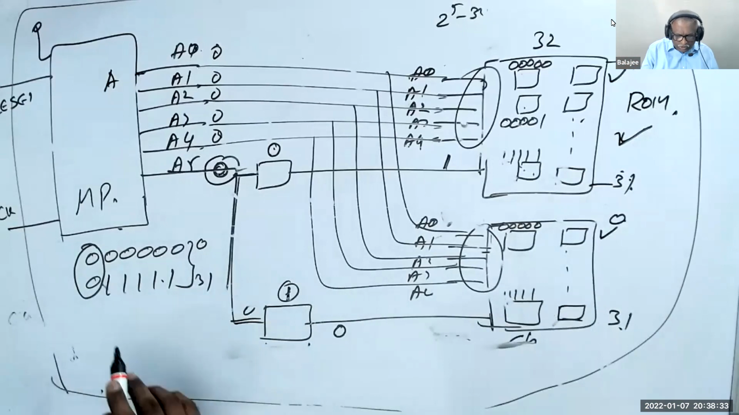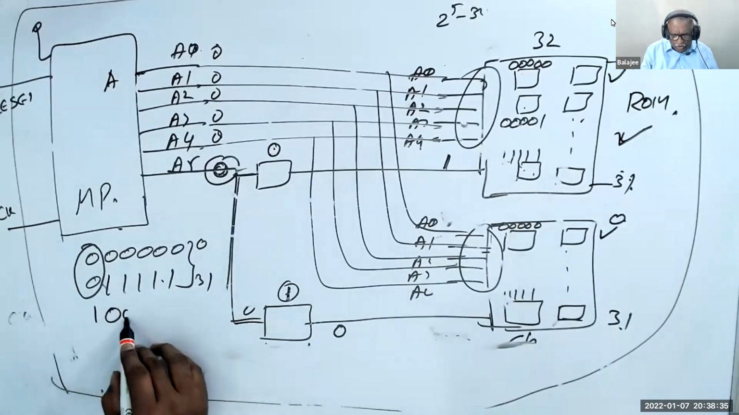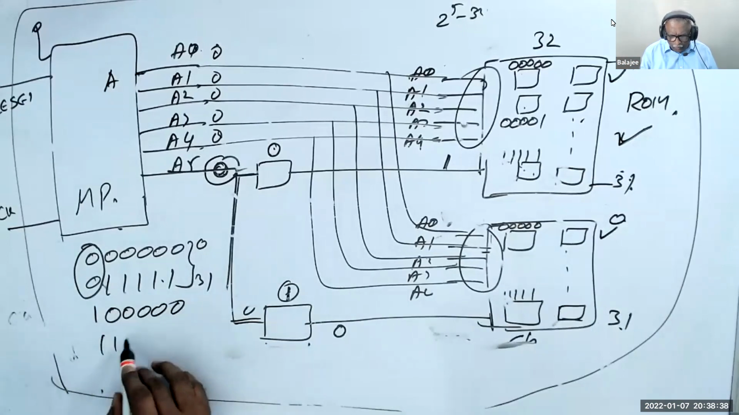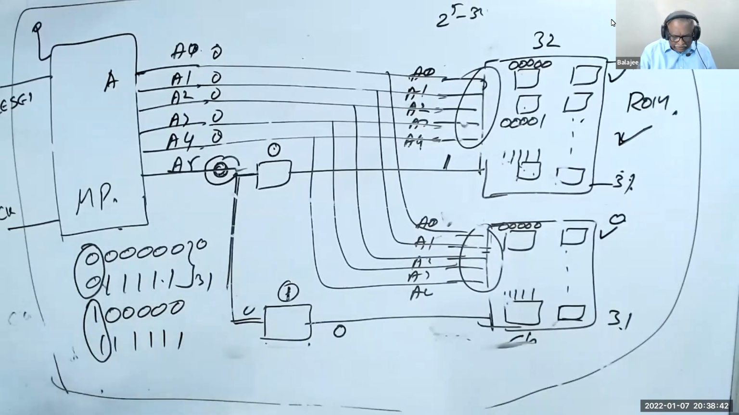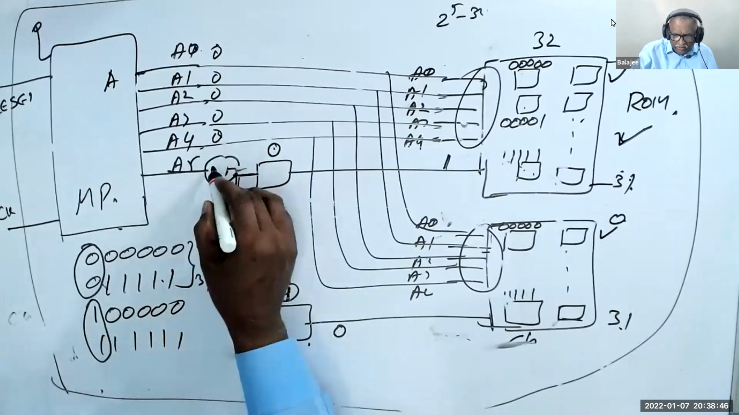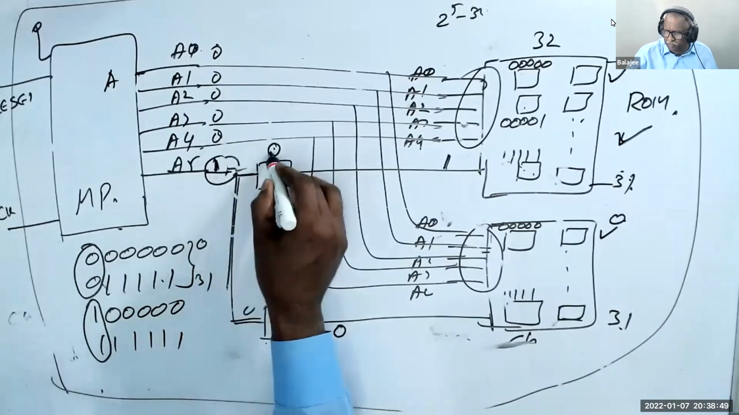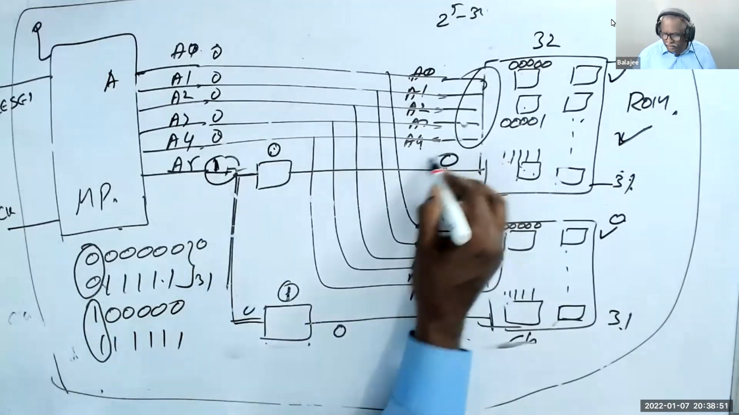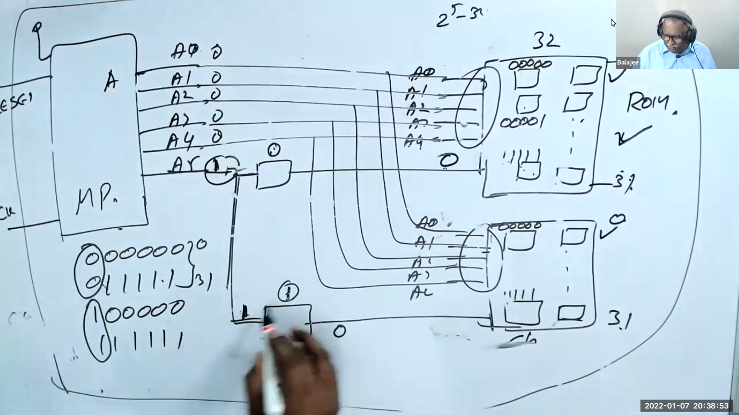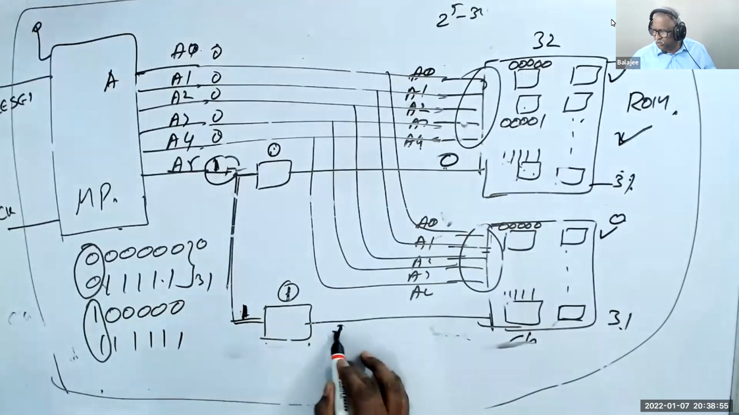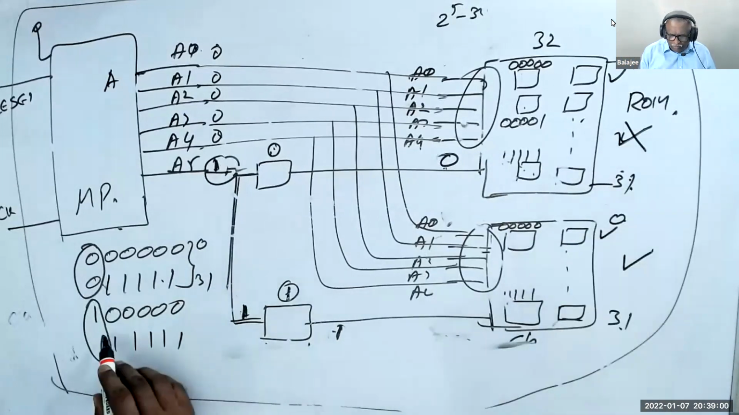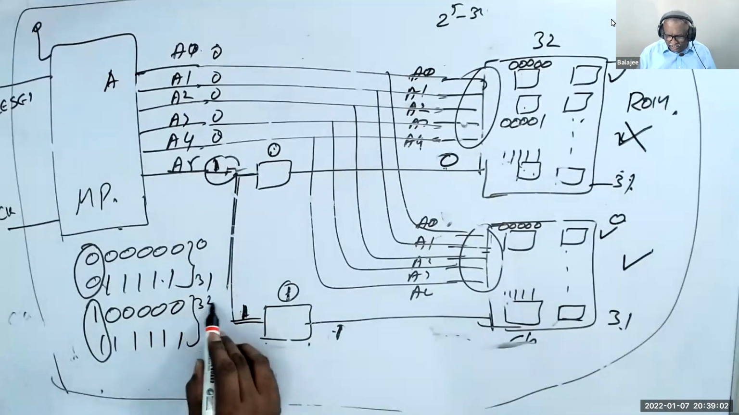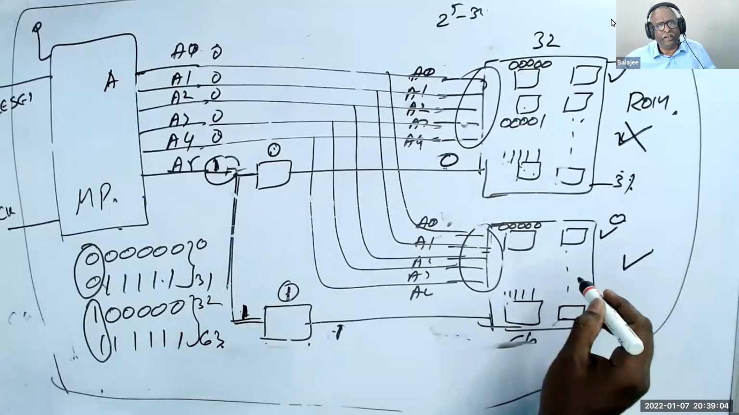Now, you see here, when I store from 100000 to 111111, this becomes 1 because these two are 1. What is coming out is 1, and this is 0, which does not match, so this becomes 0. And this is 1, and 1 is matching, so this becomes 1. So this one is selected, and this one is not selected. So from 32 to 63, what is selected? RAM is selected.